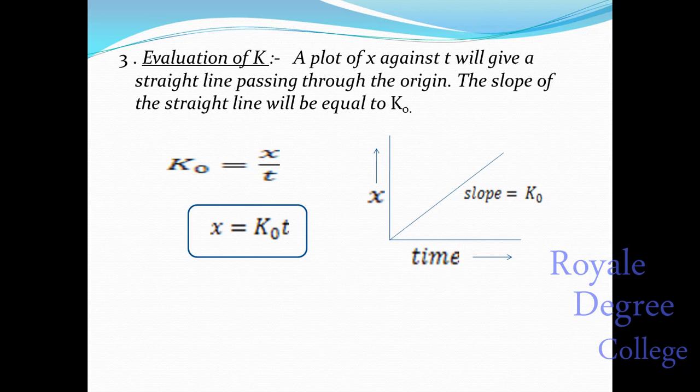Next one is evaluation of K. A plot of x against time will give a straight line passing through the origin. The slope of the straight line will be equal to K0. Our formula is K0 equal to x by t. Now this t we are bringing to the other side, so x will be equal to K0 t.